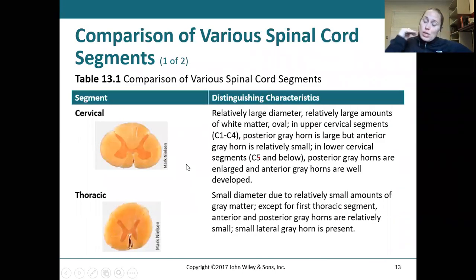Okay, so if you take transverse sections of the different regions of the spinal column, here you can see the differences between the white and the gray matter.